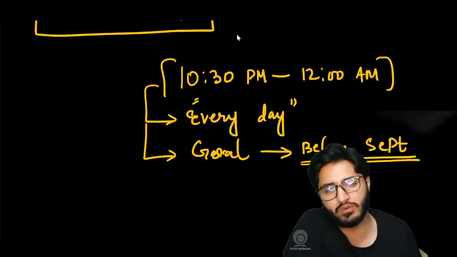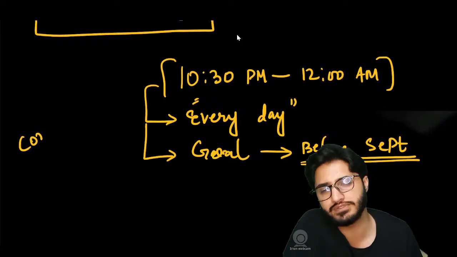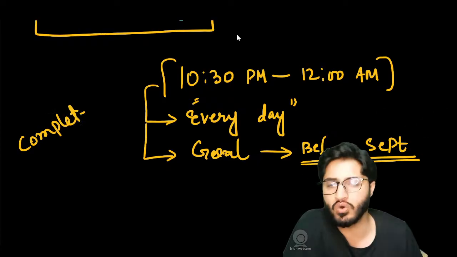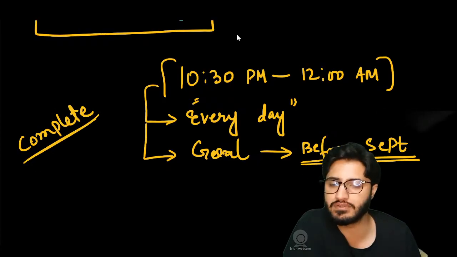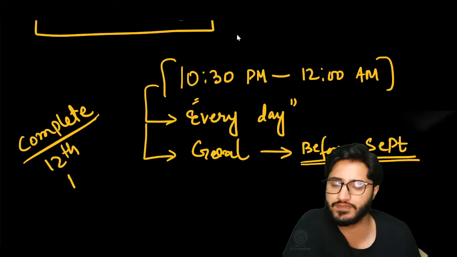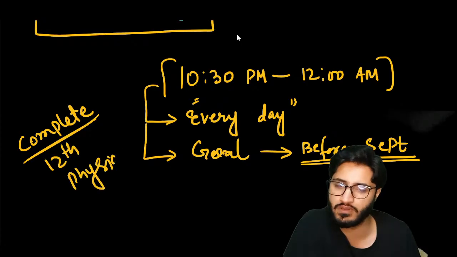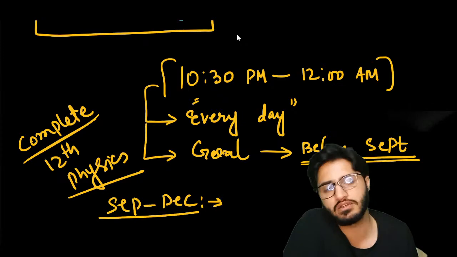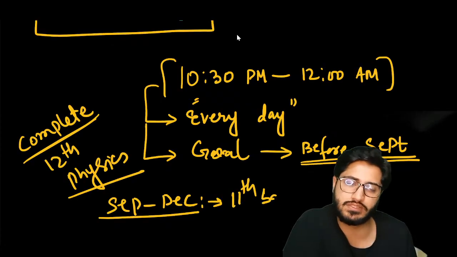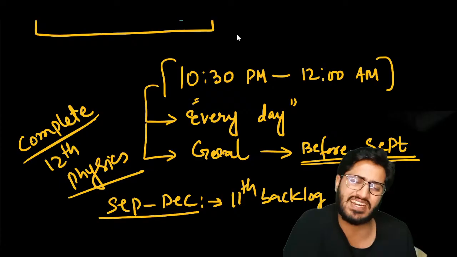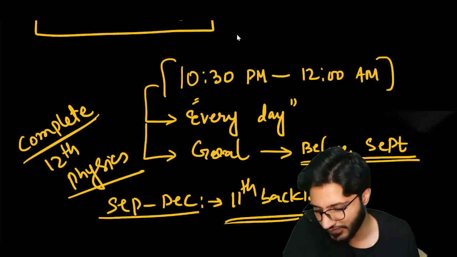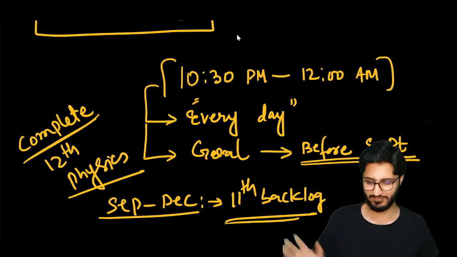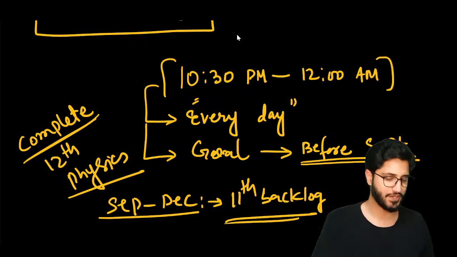Before September, we want to complete our whole syllabus of 12th physics. Then from September to December, we will complete 11th backlogs, that means starting from 11th now. So you will be ready to go for your examinations.